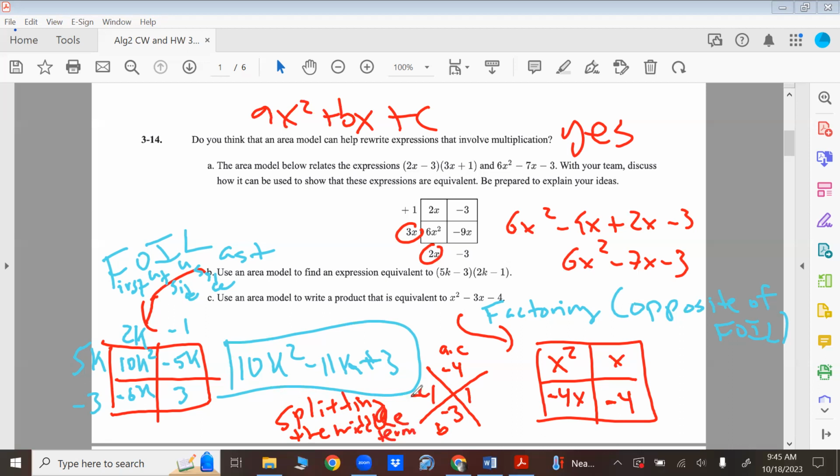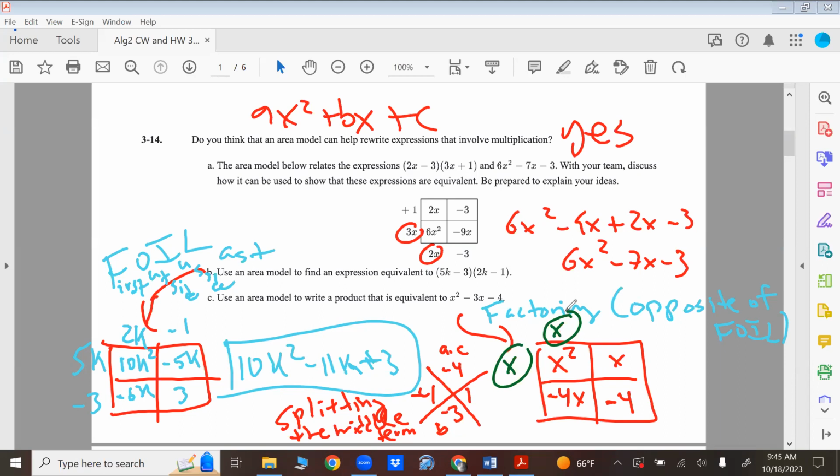Because the middle term is now split into two other parts, right? What two things multiplied give x squared? What can I put here and here? X and x, right? That's not so hard, right?